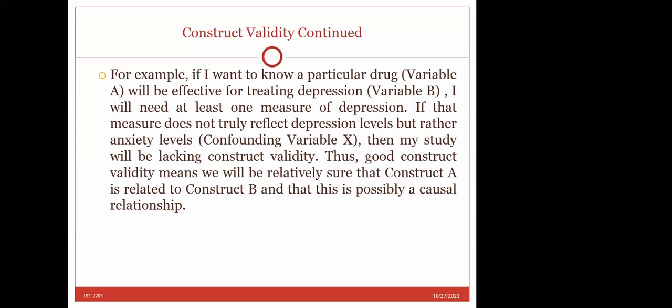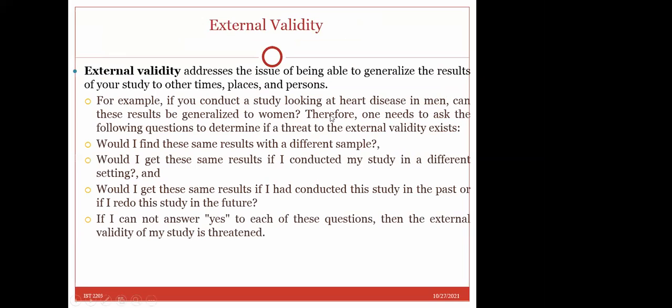So good construct validity means that we will be relatively sure that construct A is related to construct B, and that there is a possible causal relationship there. That's the thing about construct validity. We need to show and prove very well that the construct we said we're going to capture, we're actually capturing it, and it is related to the other construct that we want to relate, and we need to take care of the confounding variable. So that is construct validity.